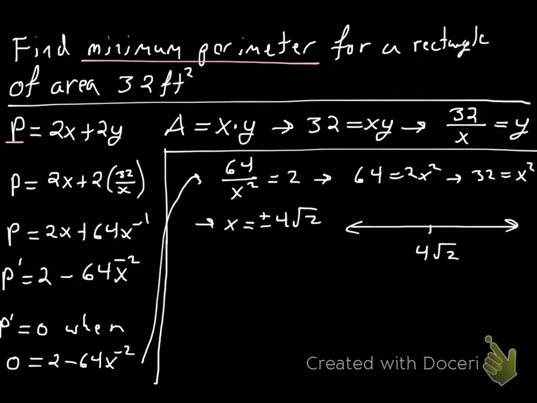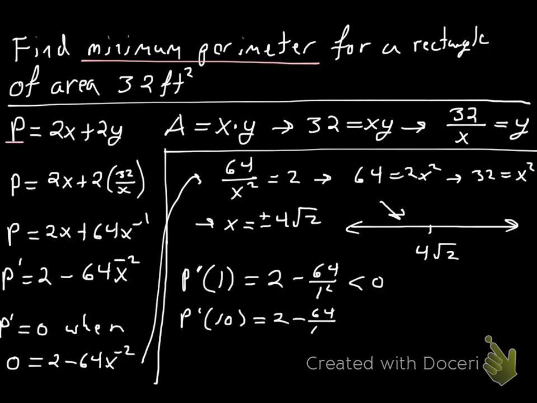Okay, and then we're going to test around that. So testing something less than 4 root 2 would be like 1. So 2 minus 64 over 1 squared is going to be negative 62, so that's quite negative, so that tells us that our function's decreasing. And then we can pick something like 10. 10's bigger than 4 root 2.